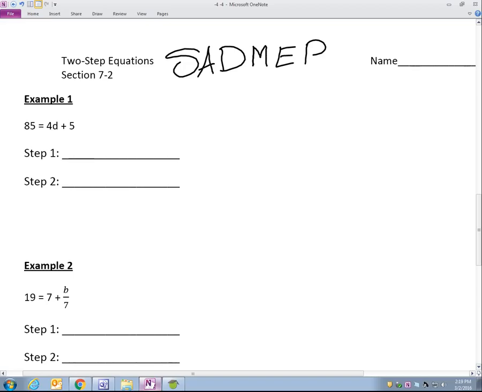So I do the order of operations backwards. The order of operations in reverse. So my first step for this problem right now, first I'm going to rewrite it. Go ahead and rewrite it over here, please.